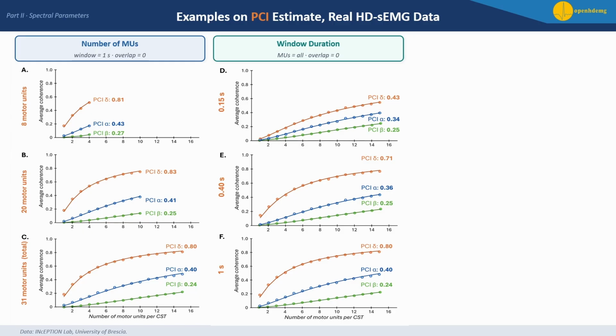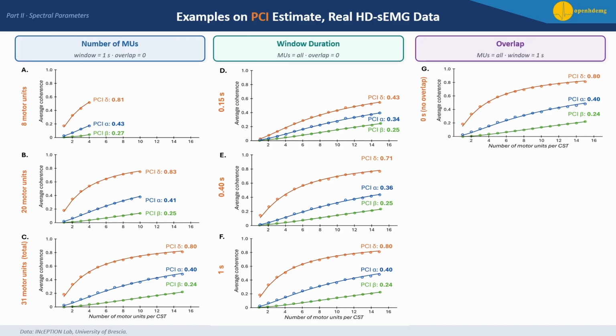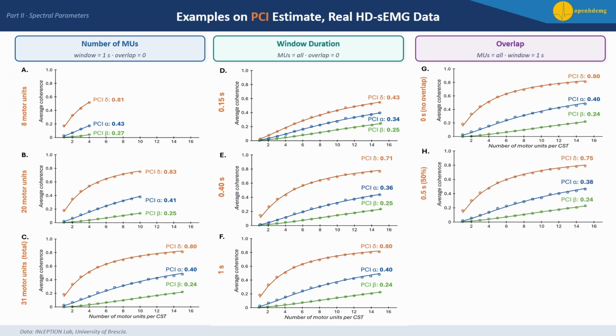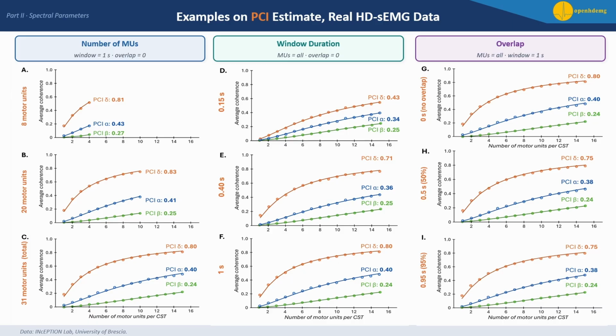For the overlapping, we take all our motor units and 1 second window duration with 0 overlapping. We already got a very good estimate here. And with 50%, you can see that it's almost the same, but decreased a bit, the PCI estimate in all the 3 frequency bands. And it stays the same when we add even more overlapping to that.